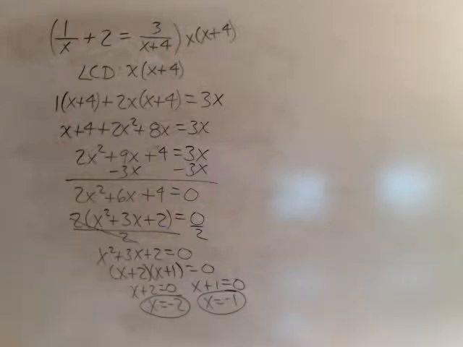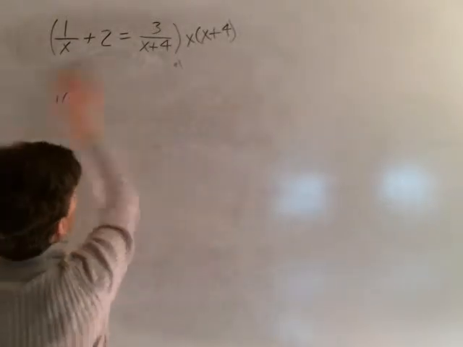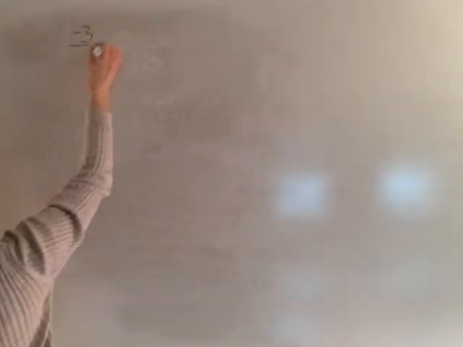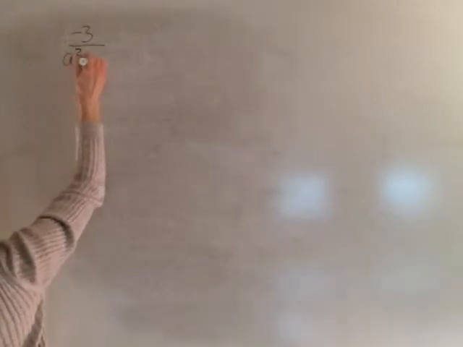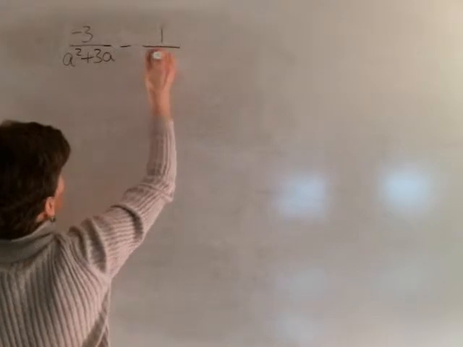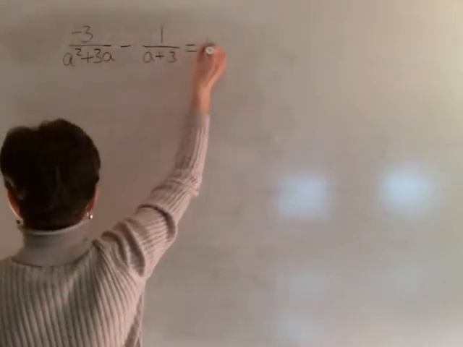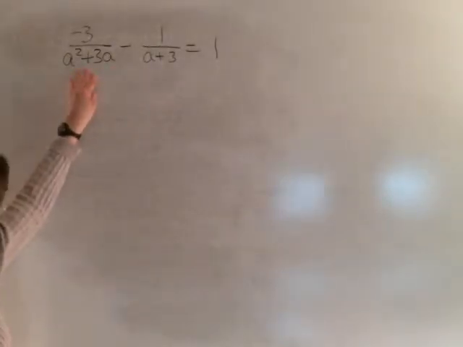All right, let's do another equation. Each of these equations has a particular feature that I want to talk about. All right, so here's an equation, negative 3 over a squared plus 3a minus 1 over a plus 3 equals 1.